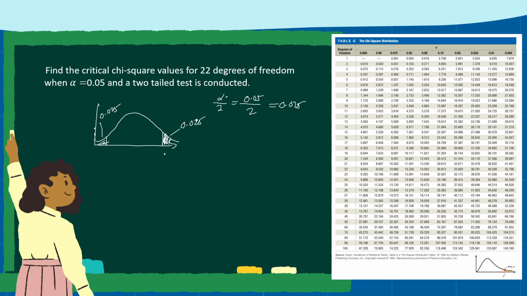To get the critical value in a right-tailed test, or the right part of the larger value, we just have to look at the value here. In this case, our alpha is 0.025 with degrees of freedom of 22. So we have to locate 0.025 and 22.